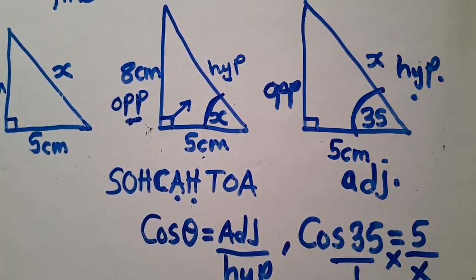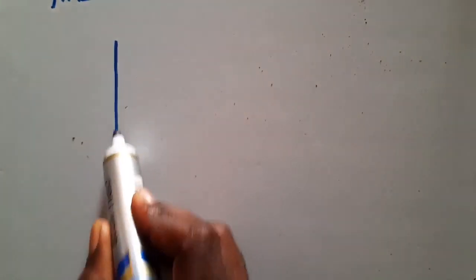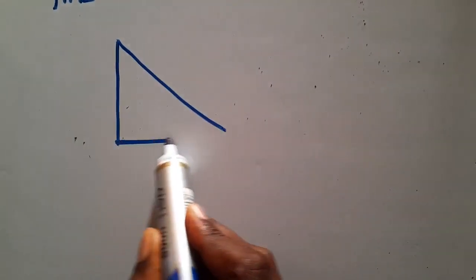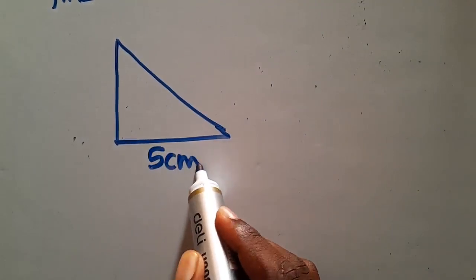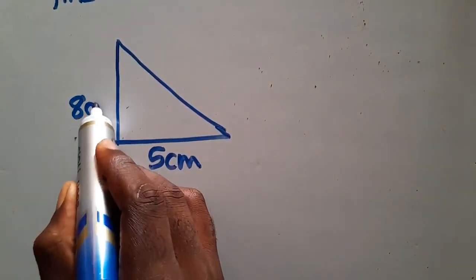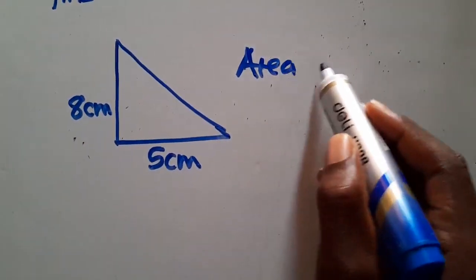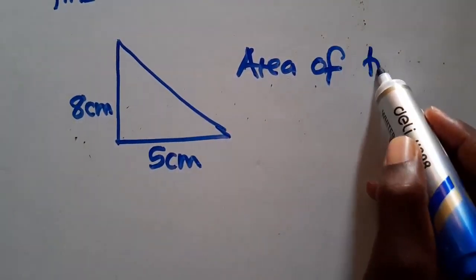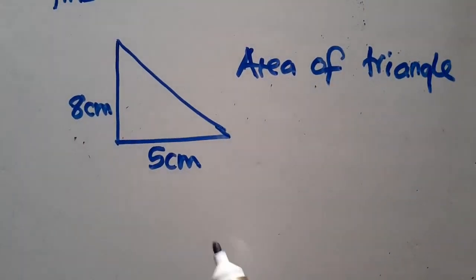So before we end this, I would love to give you one last one. So you are given this. This is a triangle which you are given. So you've got here 5 centimeters. You've got here 8 centimeters like this. Then you are told to find the area of this triangle. How can you find the area of this triangle? The way in which you can find it is very simple.